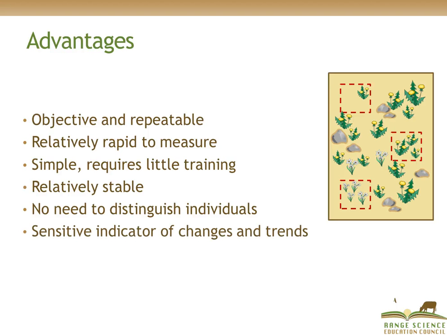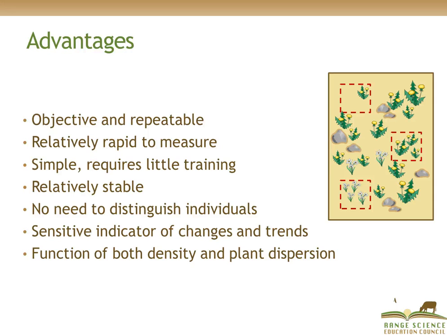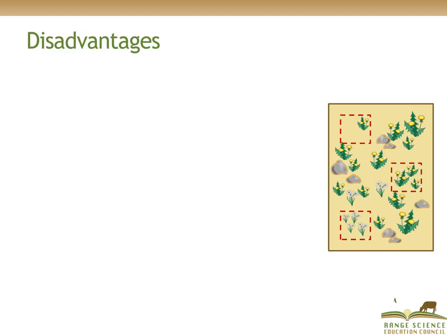It's a sensitive indicator of changes and trends, and it is affected by both the density and the plant dispersion. This is an advantage because when those characteristics change, we want to be able to detect it. But this is also a disadvantage.